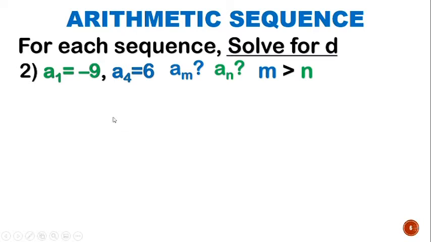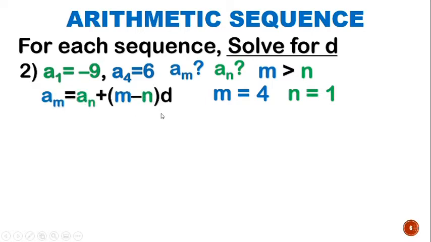Okay. What then are the values of M and N? Ang M at N ay nakukuha lang sa mga subscripts. So, M will be 4, while N should be 1. Now, let's recall the formula and substitute everything you know. Go. And that will result to 6 equals negative 9 plus quantity 4 minus 1 times D.